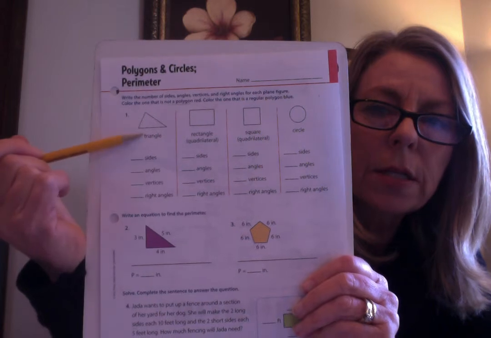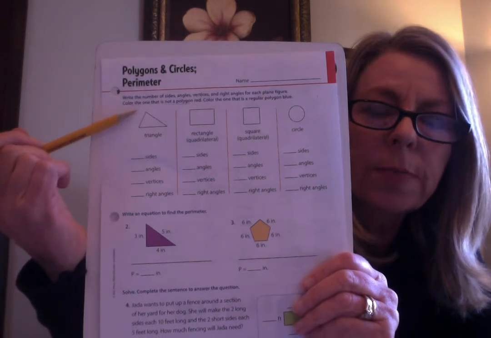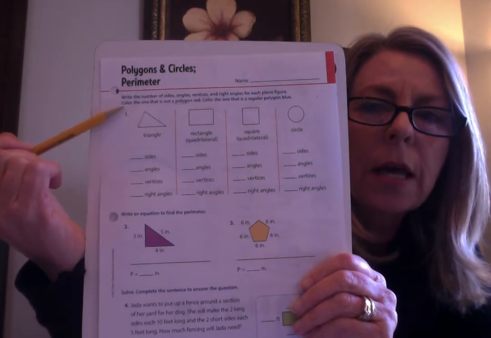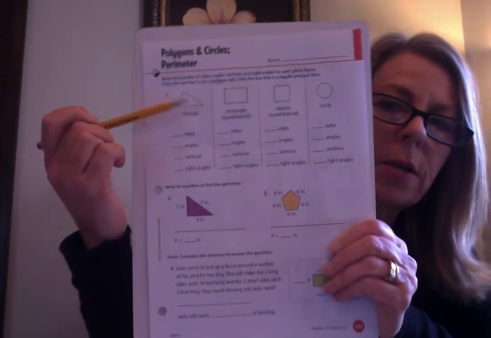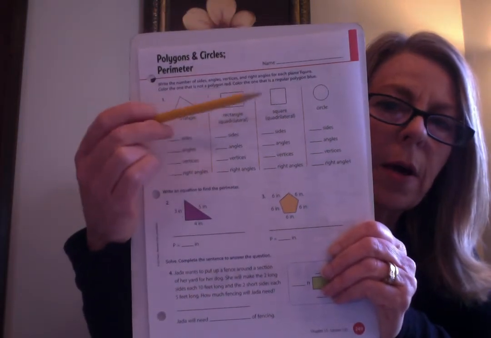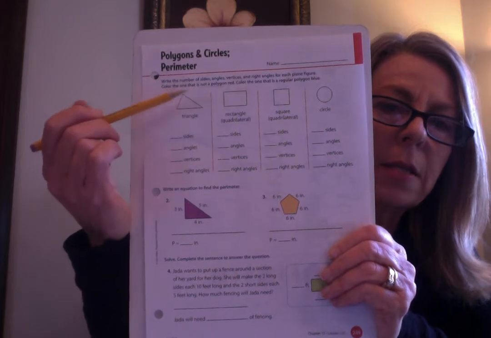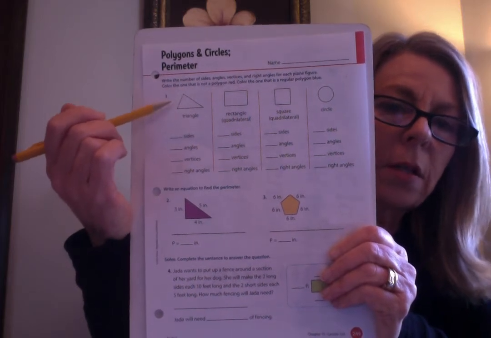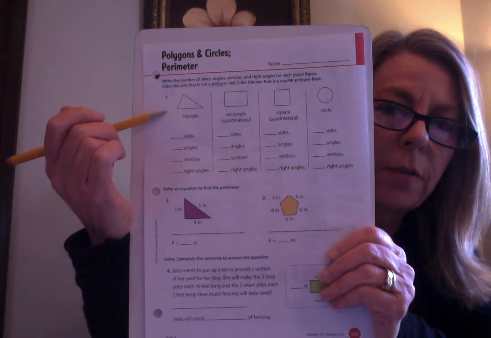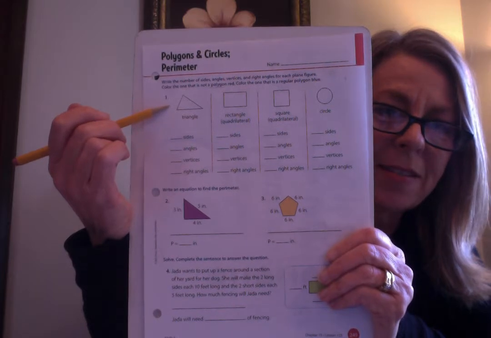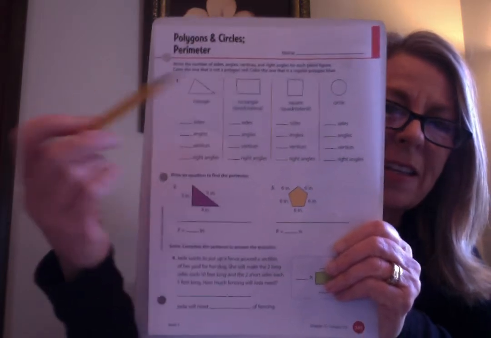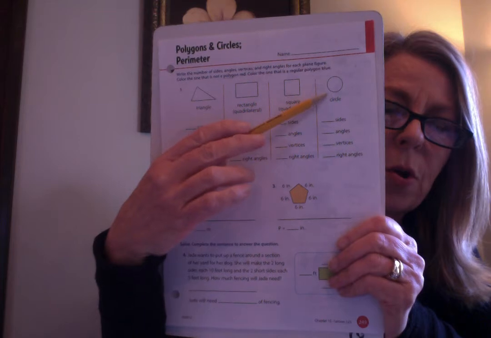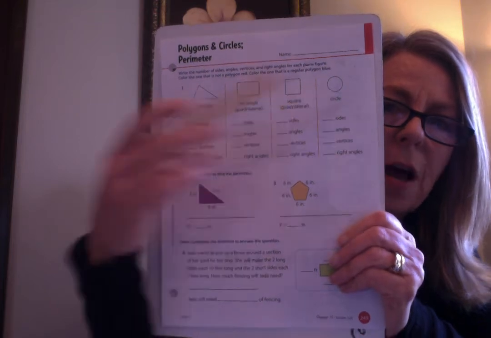Okay, so let's look here at this triangle. Oh, there's some special instructions here. Color the one that is not a polygon. Okay, so which one of these is not a polygon? Remember, a polygon is a closed plane figure with many sides. Can you guess? That's right. This one has no sides.